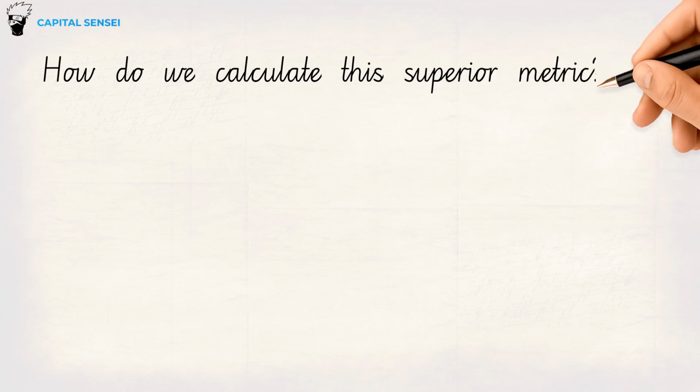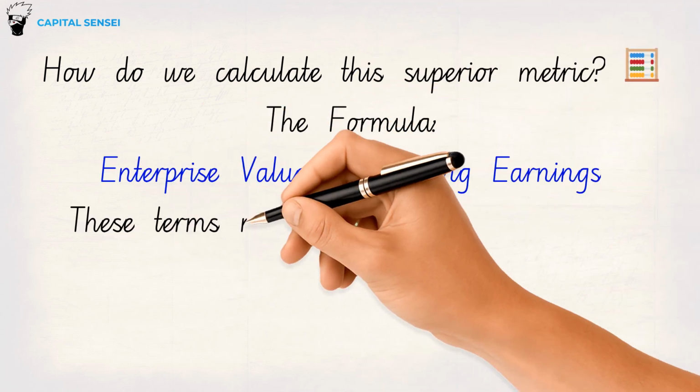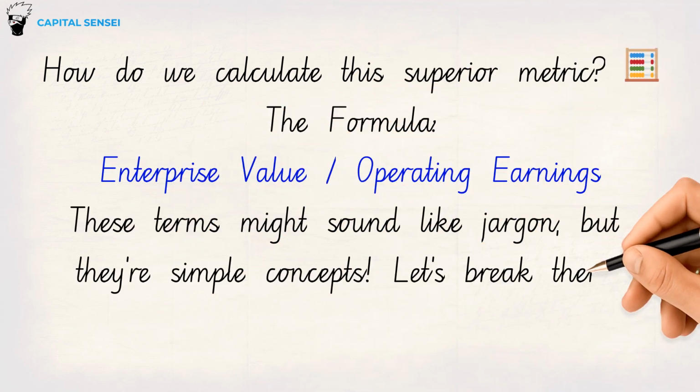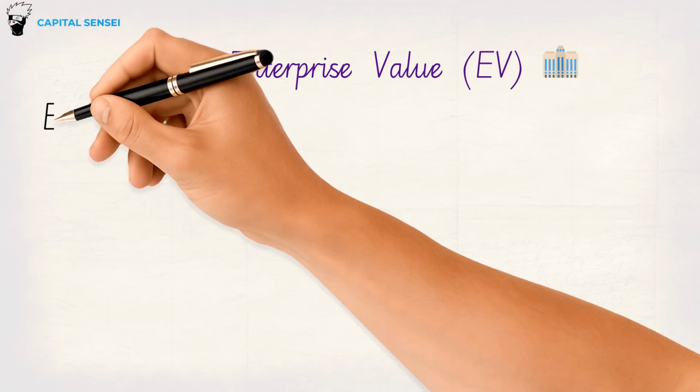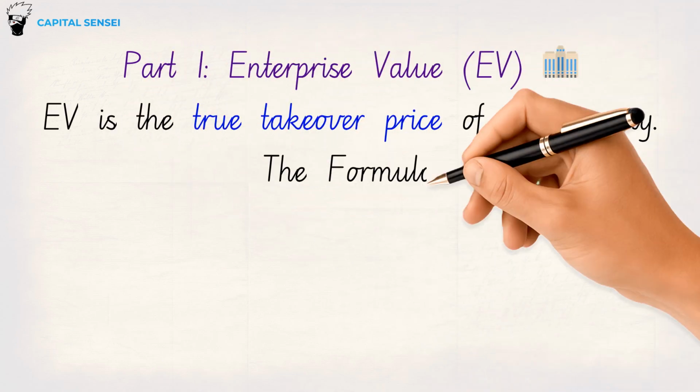So, how do we calculate this superior metric? It's a simple formula: enterprise value divided by operating earnings. Now, I know those terms might sound a bit jargony, but stick with me. They're actually very simple concepts when you break them down. And understanding them is the key to unlocking this whole strategy. Let's tackle the first part: enterprise value.